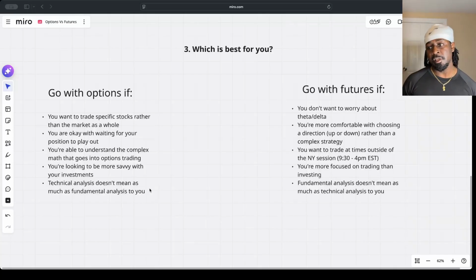Go with futures if you want to trade at times outside of the New York session. So I didn't mention this earlier, but options are only open from 9:30 a.m. in the morning to 4 p.m. Eastern Standard Time. So that's as of January 5th, 2026. That could change in the future. I don't know when you're watching this video. But as of right now, that's the only time you can trade options.